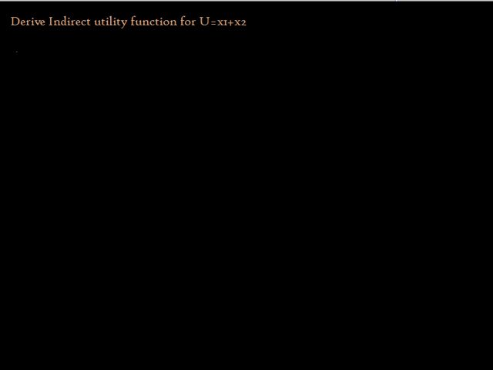So we've been asked to find out the indirect utility function for a given direct utility function, which is u equals x1 plus x2. Remember this, that direct utility functions are always in terms of direct consumption of commodities, while indirect utility functions are always in terms of income and prices. So your u(x1, x2) and this is the V(p, m).